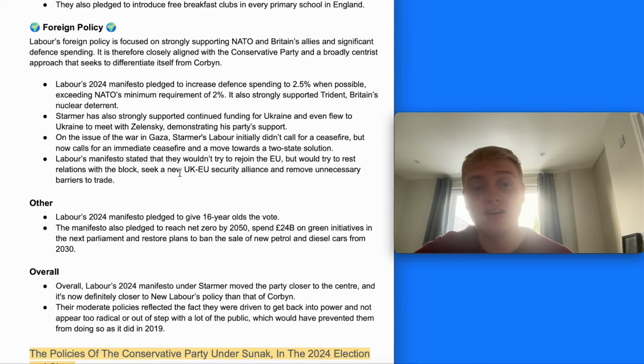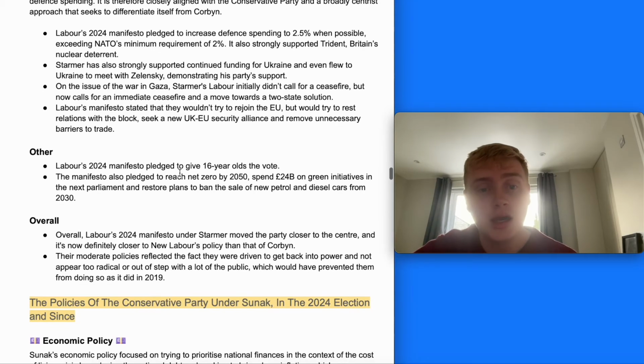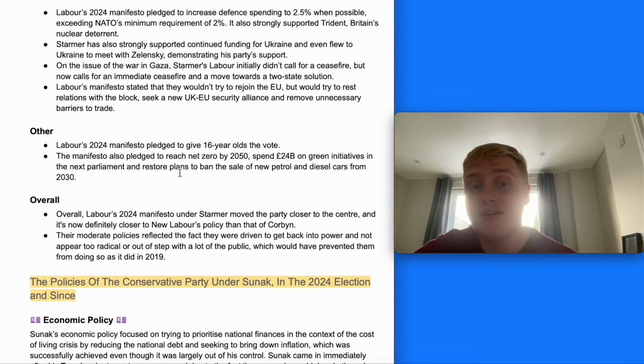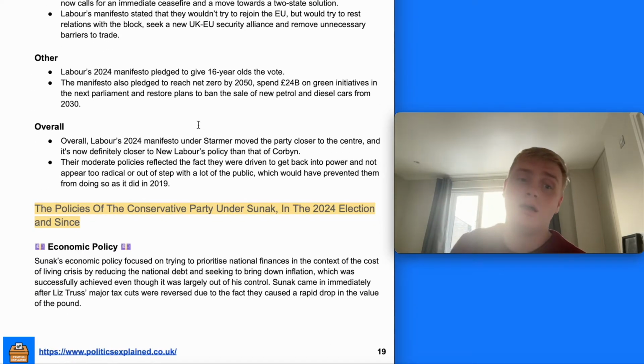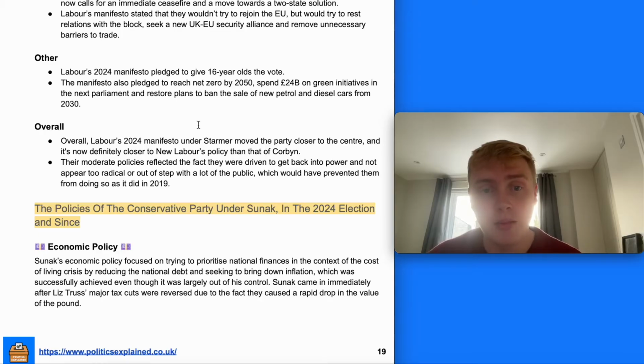Other important policies are they pledged to give 16-year-olds the vote, pledged to reach net zero by 2050, spend 24 billion on green initiatives in the next parliament, and restore plans to ban the sale of new petrol and diesel cars from 2030. So overall, Labour's 2024 manifesto under Starmer moved the party closer to the centre, and it's definitely now closer to New Labour's policy than that of Corbyn.